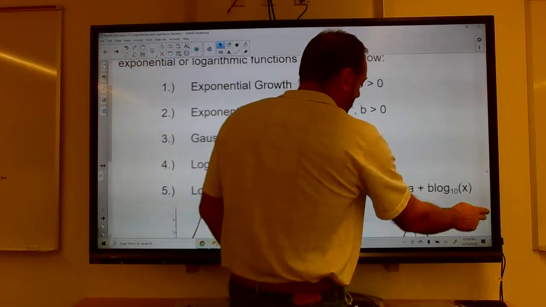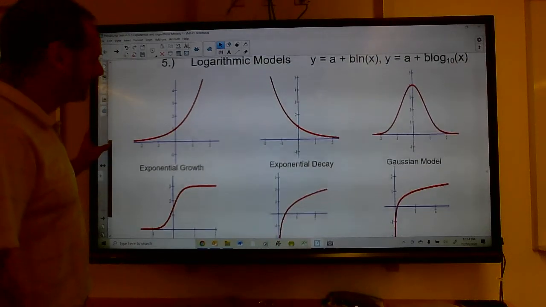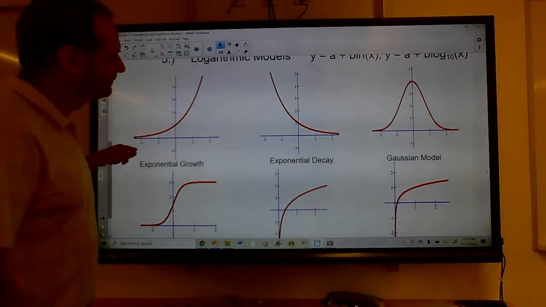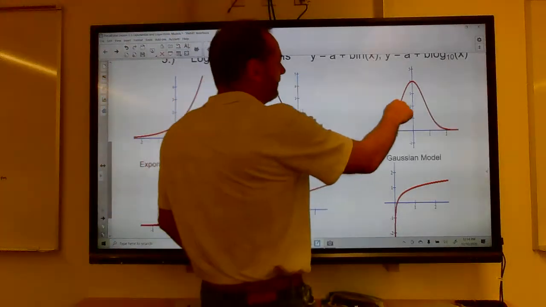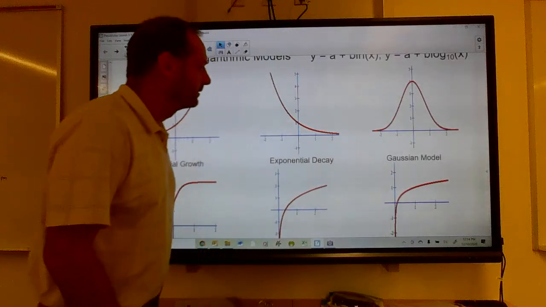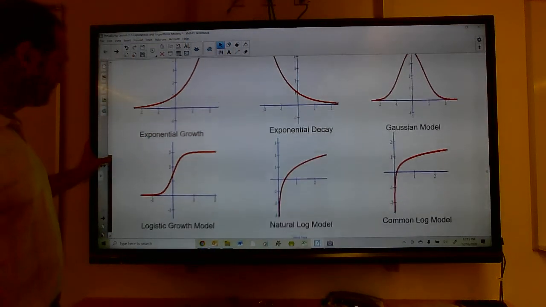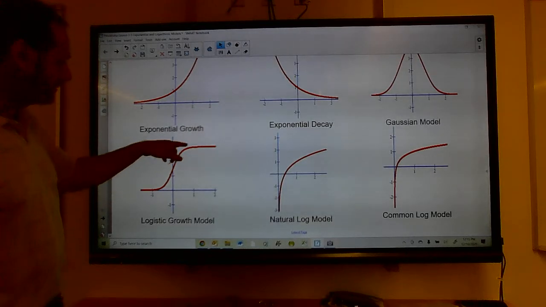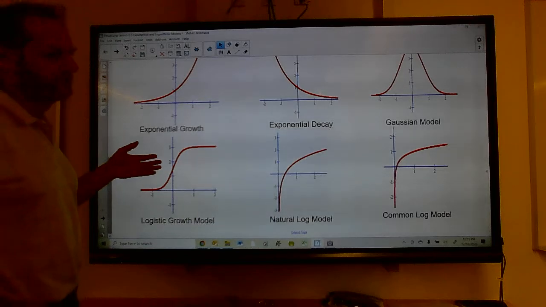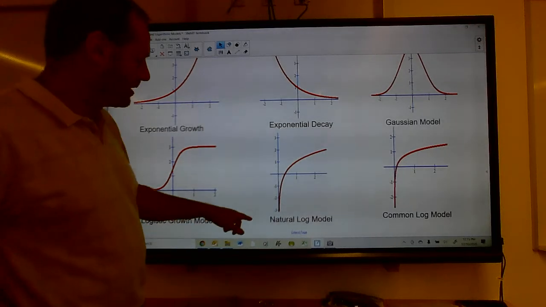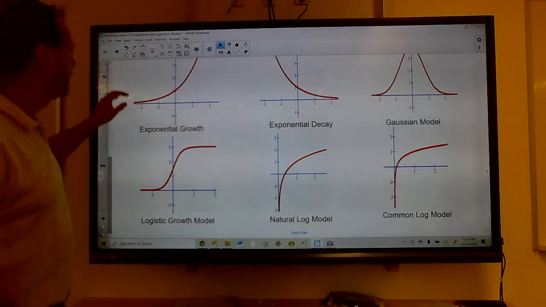So we've got some graphs here, kind of show you what these look like. Here's your exponential growth, exponential decay, Gaussian models. Sometimes you hear the bell curve. There you go. Logistic growth. A lot of times this is used with things that have diminishing returns, natural log, and the common log. Okay.